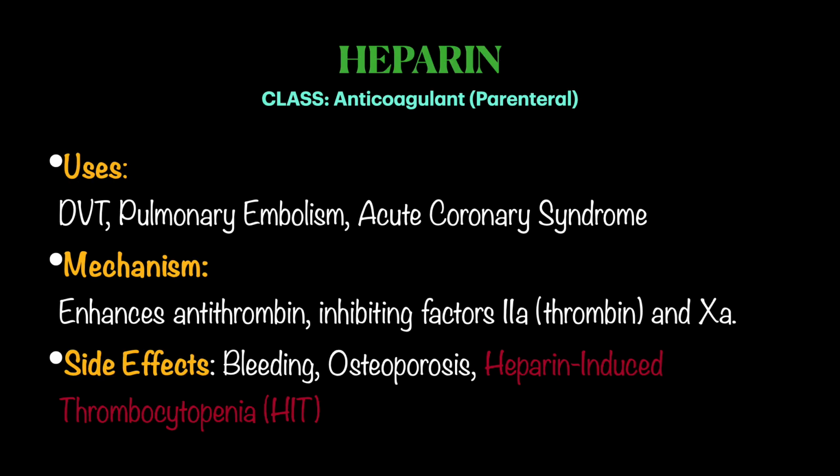The first drug we have is heparin. It belongs to class anticoagulant parenteral. The uses are deep vein thrombosis, pulmonary embolism, acute coronary syndrome. To dissolve this embolus or thrombus, that is a clot-like structure, you have to dissolve this. That is why we have to use anticoagulant.